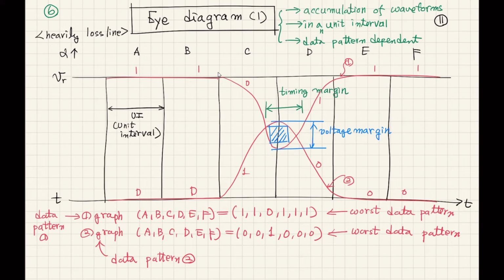Now let's talk about the eye diagram. In this case, we have some losses, higher losses. Please pay attention to that. I'm going to draw the voltage waveform at the receiver side with the different data patterns.